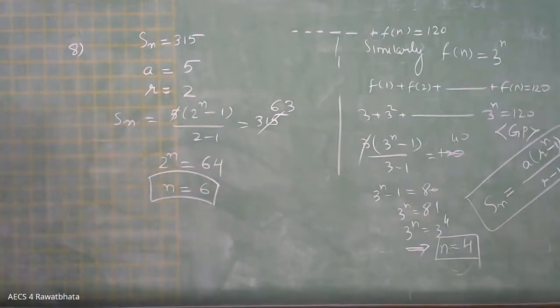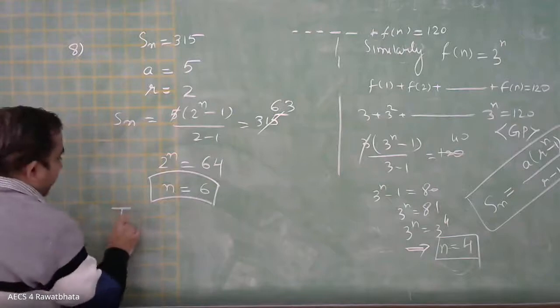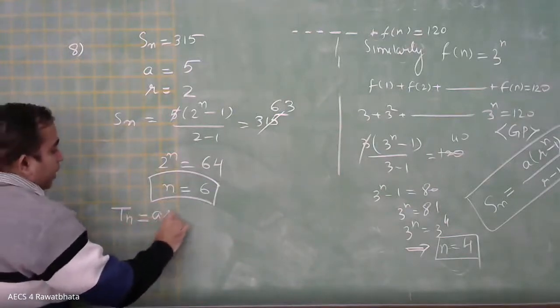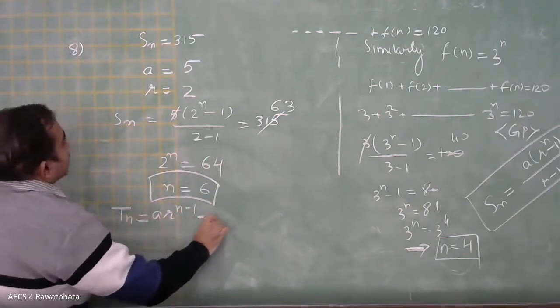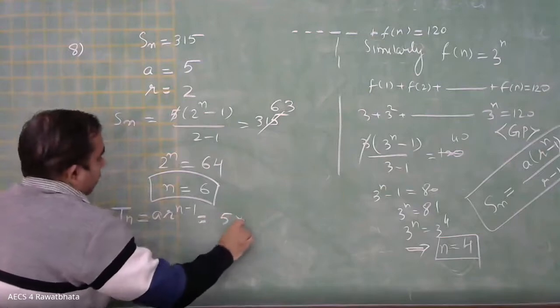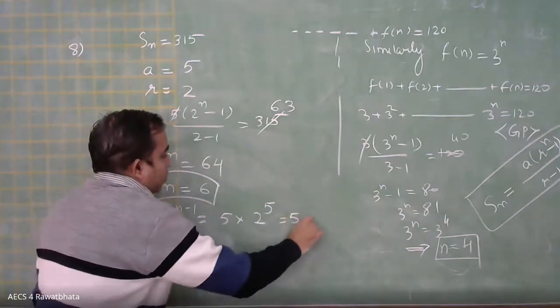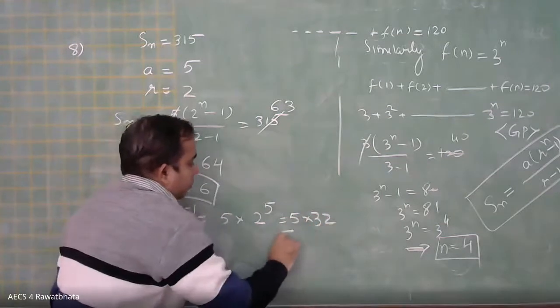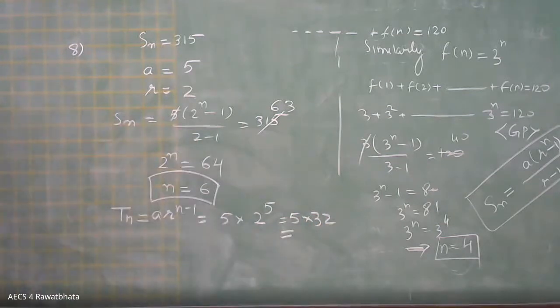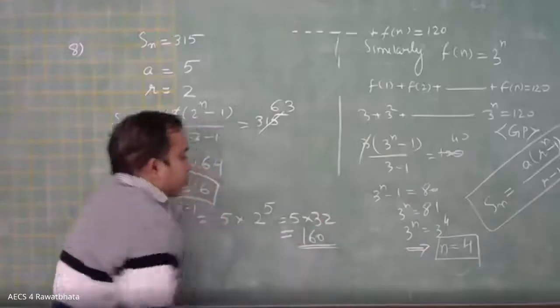Right? And then term n also we have to find out, the last term. The last term will be term n, that is A r to power n minus 1. And very easily you can calculate. 32 into 5, how much? Please tell me, I take time in calculation. How much is it? 160. Right. So like that.